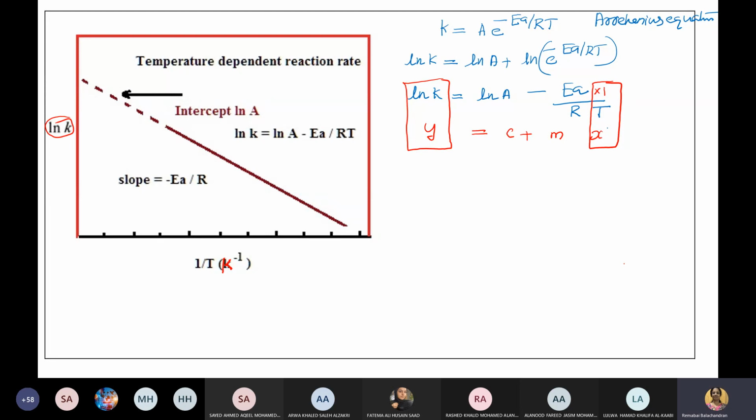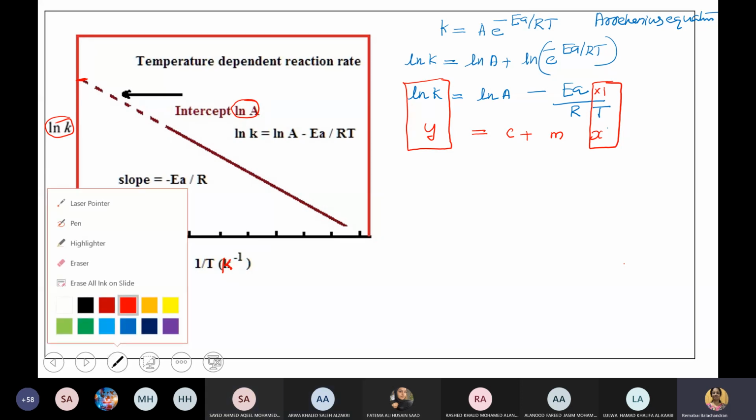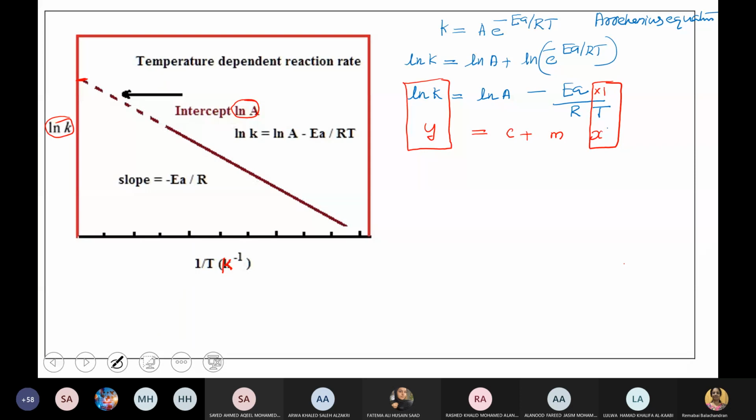So easy. So now c, the intercept. What's the value of the intercept? ln A. See, the intercept is ln A. Now, what is the slope, my dear students? What's the slope? Minus EA over R. Yes, the slope is minus EA over R.